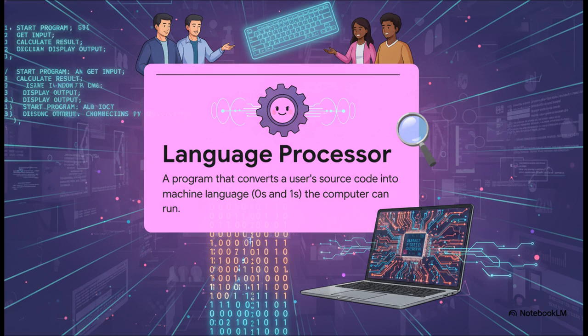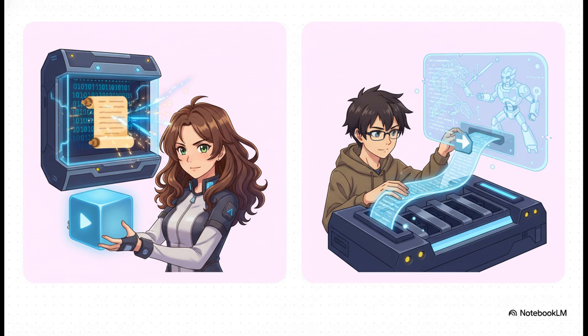See, humans write code in programming languages that are kind of readable, a bit like English, but computers, they only speak one language, machine code, just zeros and ones. The language processor is the indispensable translator that sits in the middle, converting our human-friendly code into the binary that the machine can execute. Now, there are two main ways to do this translation.